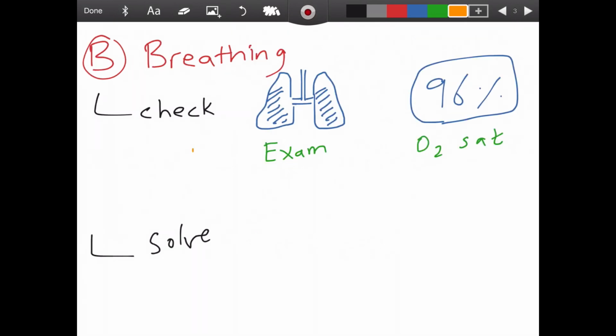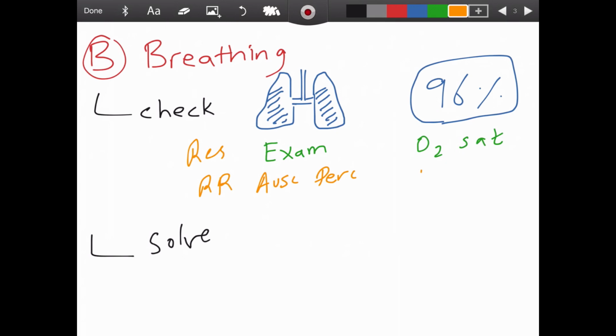B stands for breathing. So the point of B is to make sure that the patient's oxygenation is good. So the two things that you have to do here in breathing is we have to check the patient's oxygenation, which is starting off using the examination. The examination involves the respiratory examination. So this means what we need is the patient's respiratory rate. We need to auscultate the patient's chest, and we need to percuss it. Make sure that his lungs are functioning okay.